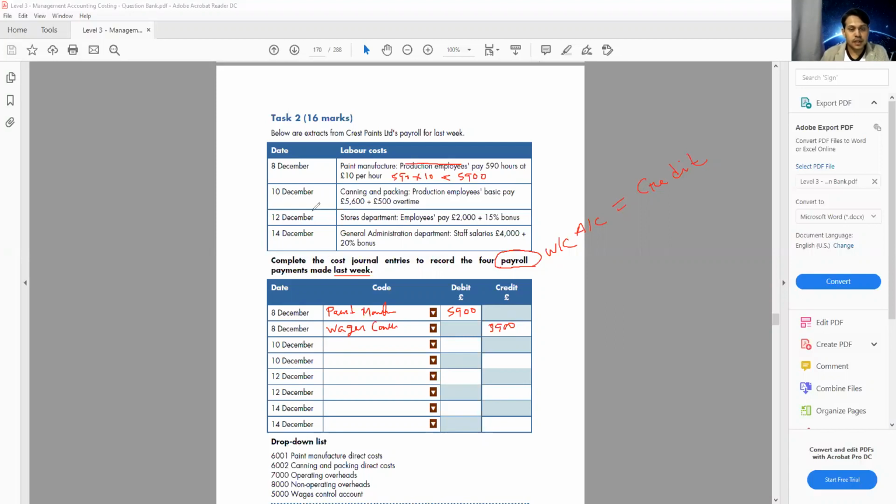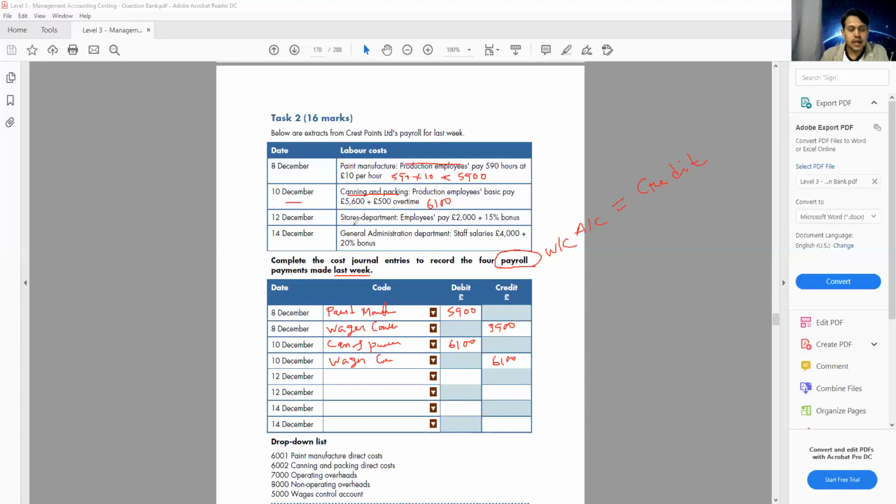Then 10 December, let's have a look at what happened here. It says canning and packing. Production employee basic pay, 5,600 plus 500. So if I add these two, that would be 6,100. Yeah, this is for the canning and packing. Production employee again, so I'm going to write the department name, that is canning and packing. And I'm going to write 6,100 debit. And my wages control, the credit, that is 6,100.